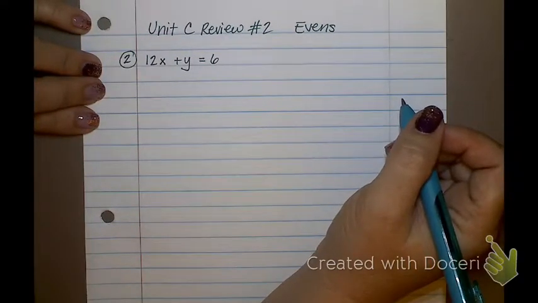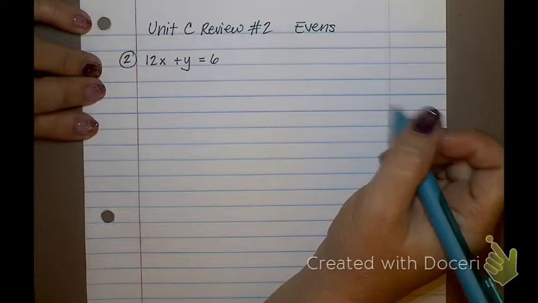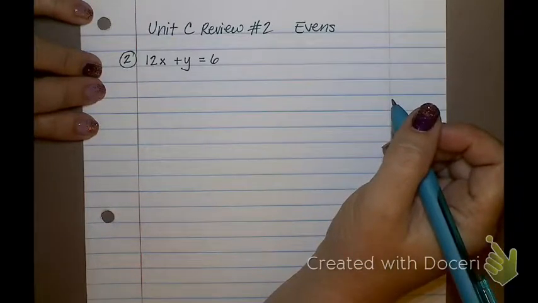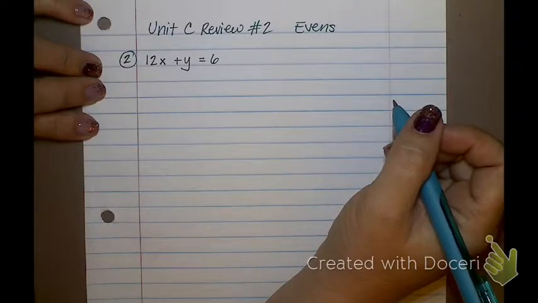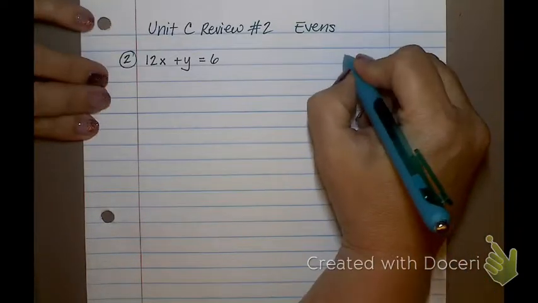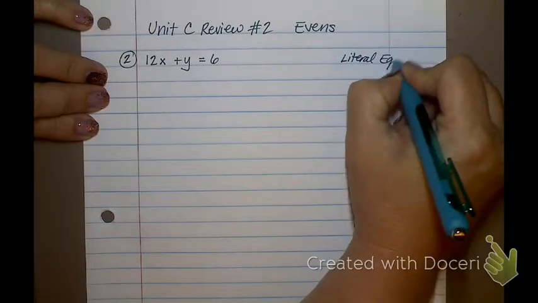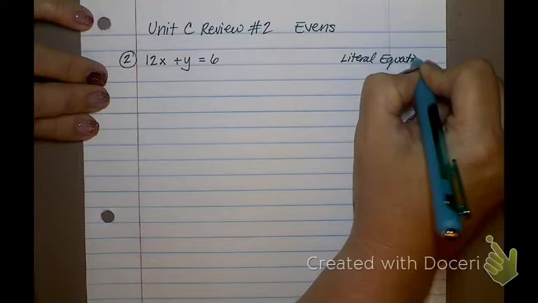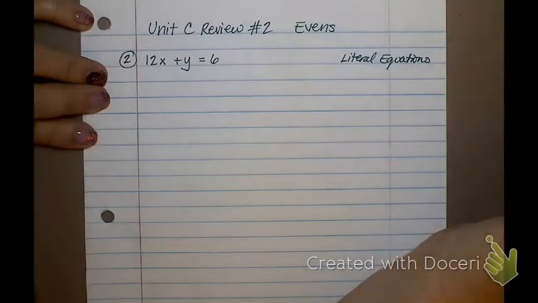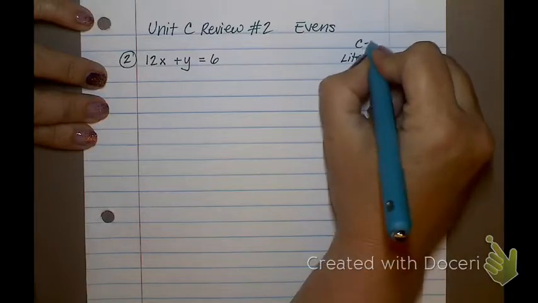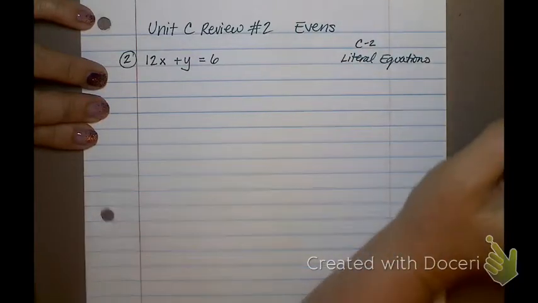Number 2, number 4, and number 6 are all from lesson C2, I believe. It's the lesson that has literal equations. So if you have difficulty with numbers 1 through 6, go look up C2. I believe it's the lesson on literal equations.